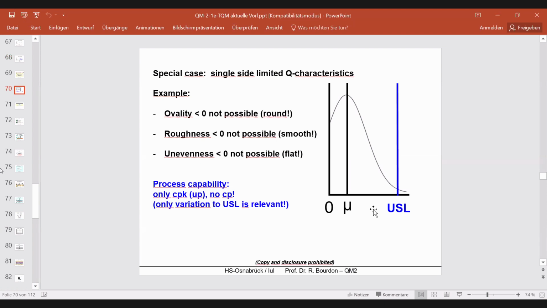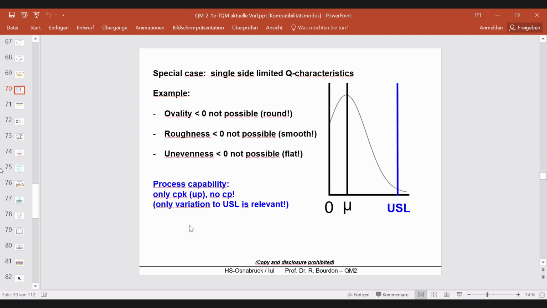So in these cases, when you do the calculation of CP and CPK, you can only take one of the equations, the equation where the upper specification limit is integrated, because the lower specification limit makes no sense. So you take the upper specification limit, like you see here, this blue line, and only this equation for CP and CPK is valid to take.